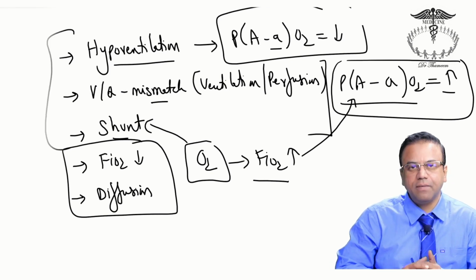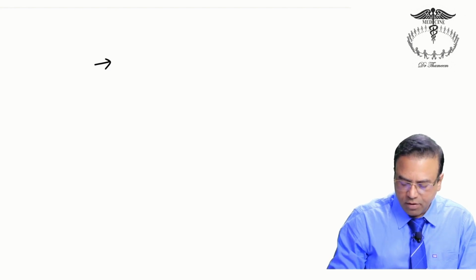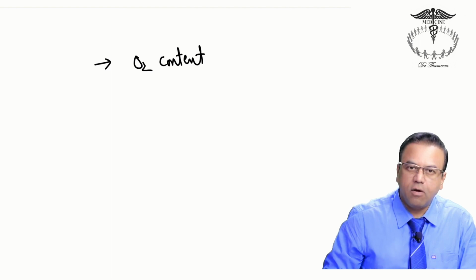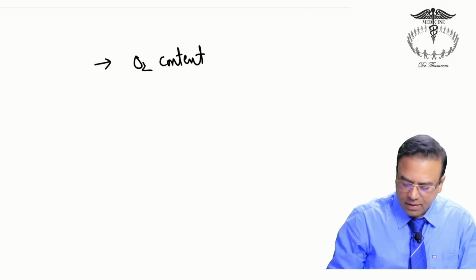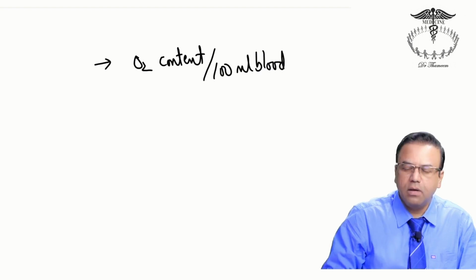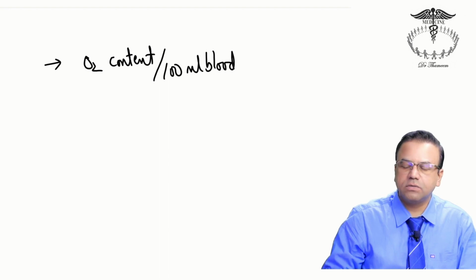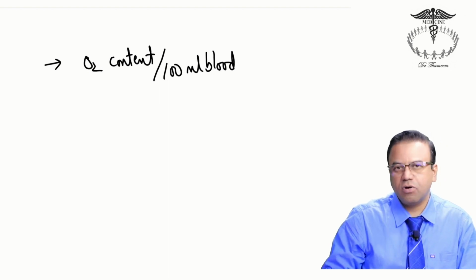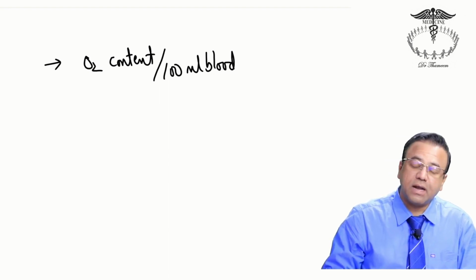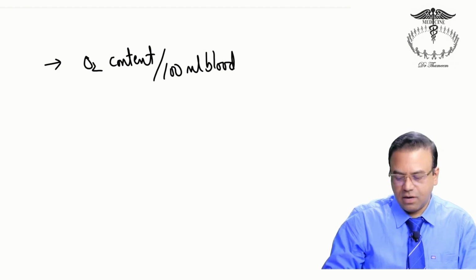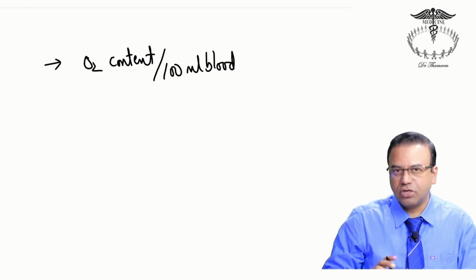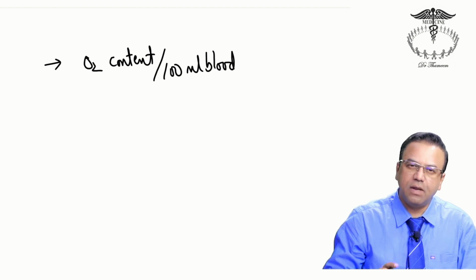The next concept one should be aware of is the oxygen content of blood. If you look at the oxygen content in 100 ml of blood, roughly 20% of this is oxygen, because the hemoglobin in the blood is oxygenated, attached to oxygen molecules. In 100 ml of blood, roughly around 20 ml is oxygen.